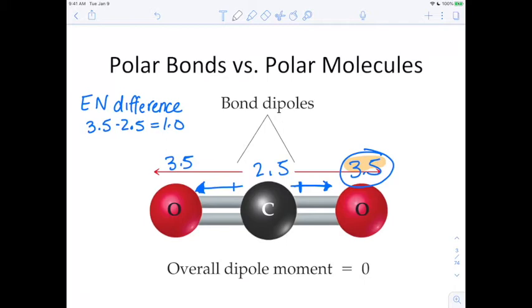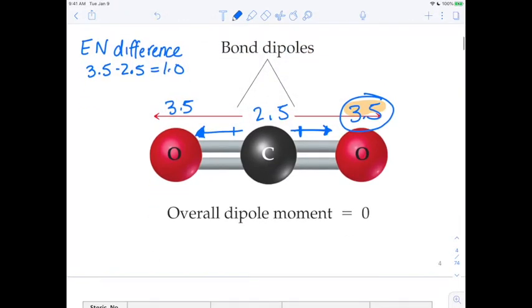Now we need to know whether or not we have a polar molecule. And what I want to do is show you that here we have one oxygen pulling to the right and one oxygen pulling to the left. Those of you who've had some physics or some calculus and you've done some vector addition, you know that if you add an arrow going to the right plus an arrow going to the left, they cancel each other out as long as they're of equal strength, which they are in this case. So we say here that we have an overall dipole moment of 0.